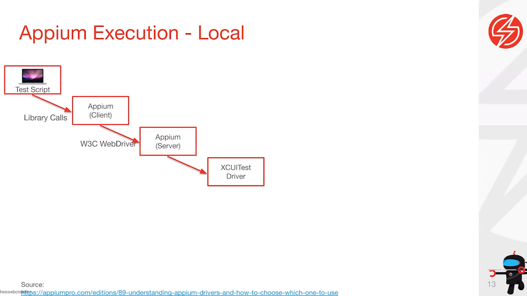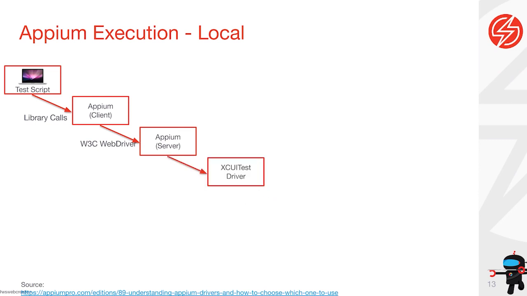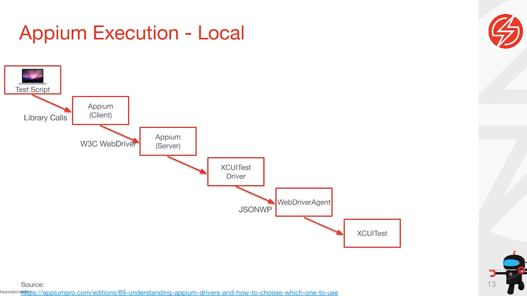The example would be if you receive a command to enter text, the library call back up here will be in JavaScript. It'll be translated into JSON that is in the web, that conforms to the WebDriver standard, which will then be translated into an XCUI API call, which will then be converted into JSON wire protocol to the WebDriver agent, which is then converted into an XCUITest command, which is an Apple-driven command, which is then executed on the device.